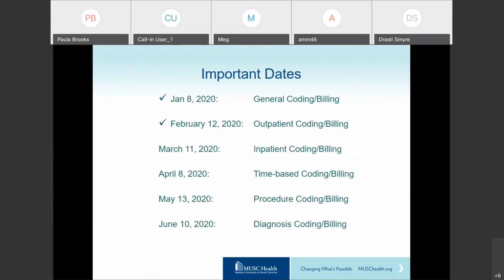Next, here are our dates for the rest of this series. It shows that we completed the general coding and billing on January 8th. Today we're doing outpatient coding and billing, and then our upcoming sessions for the months of March, April, May, and June, and what will be discussed at those sessions.